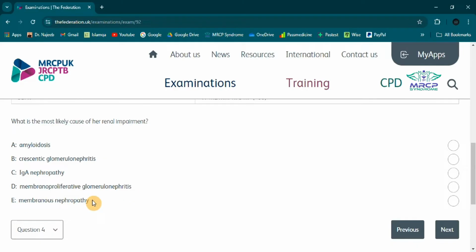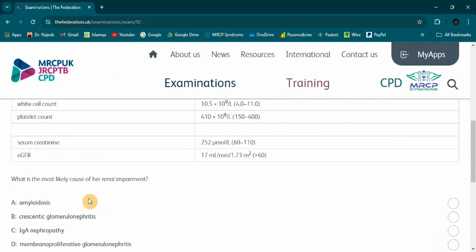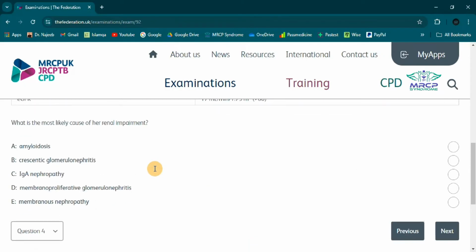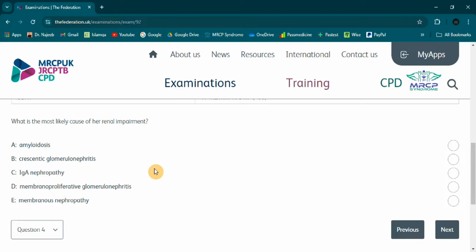Membranous nephropathy is the most common cause of nephrotic syndrome in adults, and it will come up with significant proteinuria and features of nephrotic syndrome. But here we are getting a combination of both hematuria and proteinuria, and it is not fulfilling nephrotic range proteinuria. And membranous nephropathy may be idiopathic.